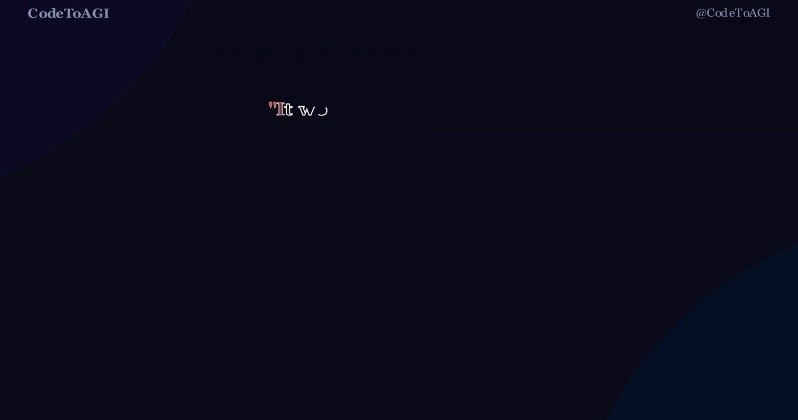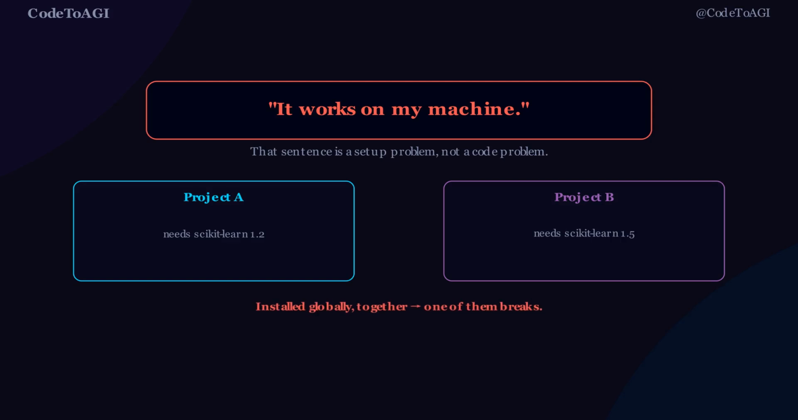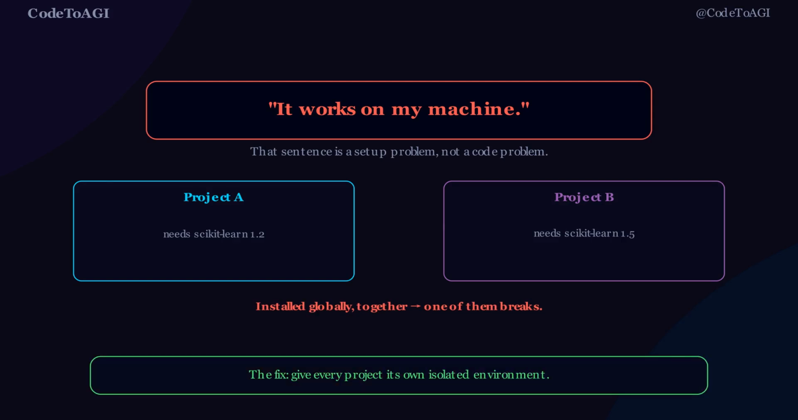Every ML engineer has heard this sentence. It works on my machine. That sentence is a setup problem, not a code problem. Different projects need different versions of the same library. Mix them together globally, and things quietly break. The fix is simple. Give every project its own isolated environment. That's exactly what we're building in the next few minutes.